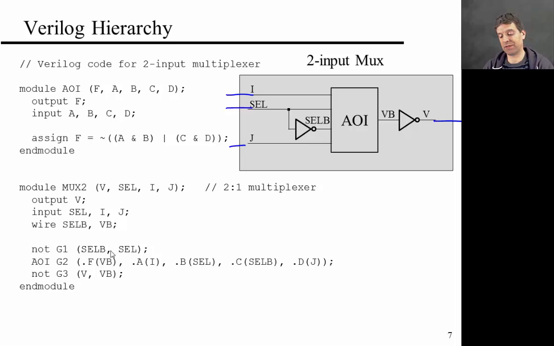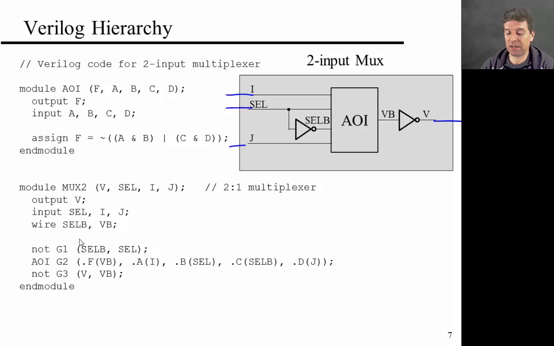So there's this NOT, also of course a function built into Verilog. All of these modules have names. So here they're called G1 for the NOT module. The AOI module here has the name G2, and this other NOT has the name G3. You can define what the inputs and outputs are to this specific module with this specific name.